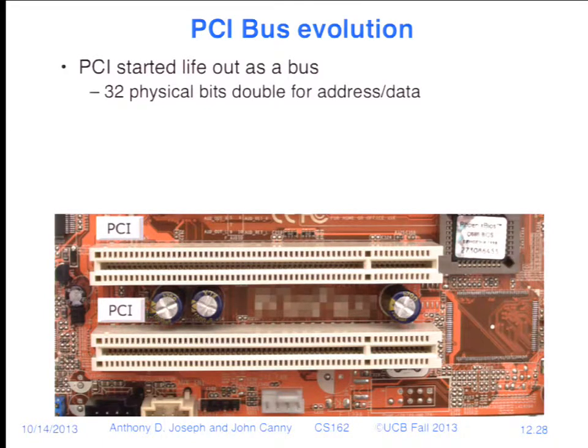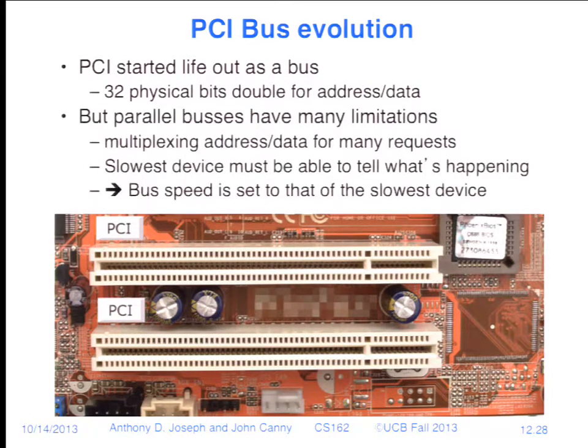So although we're not interested in the hardware, an interesting aspect of the hardware is that it's changed a lot. It did start out life as a physical, i.e. a parallel bus, with 32 bits for address and data. But as people have noticed, there are a lot of limitations of using physical buses. You have to multiplex address and data for many requests, so this slows things down. You have a queuing effect. All of the I/O operations have to be waiting on the same bus. And even worse, the slowest device must be able to track what's happening on the bus. So that implies that the bus speed is normally set to the speed of the slowest device.